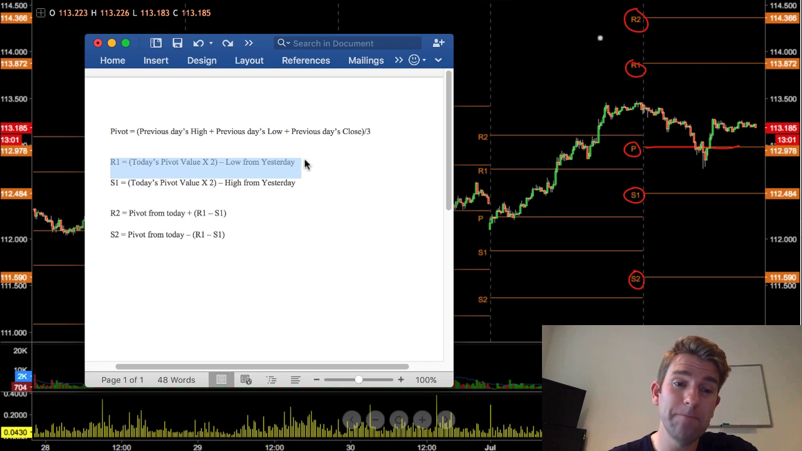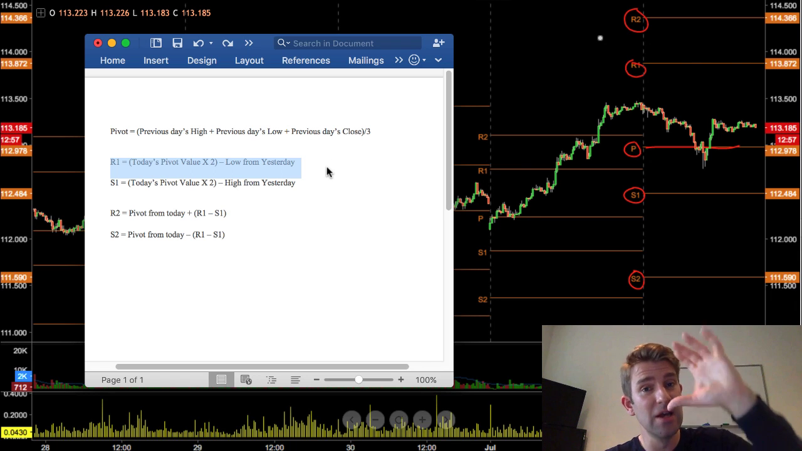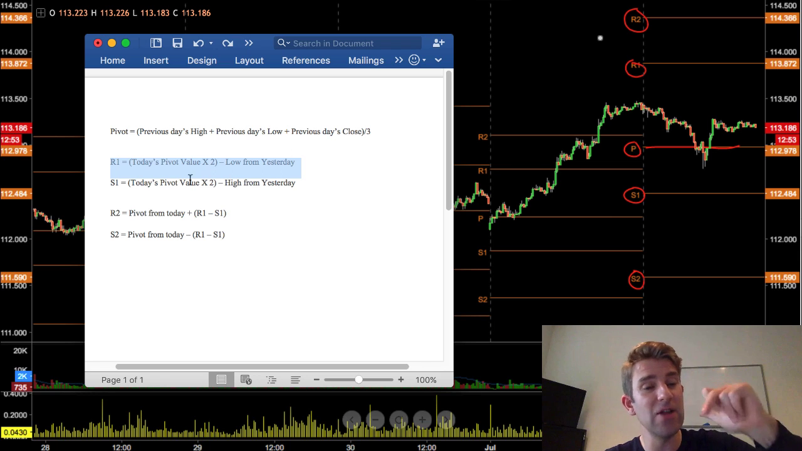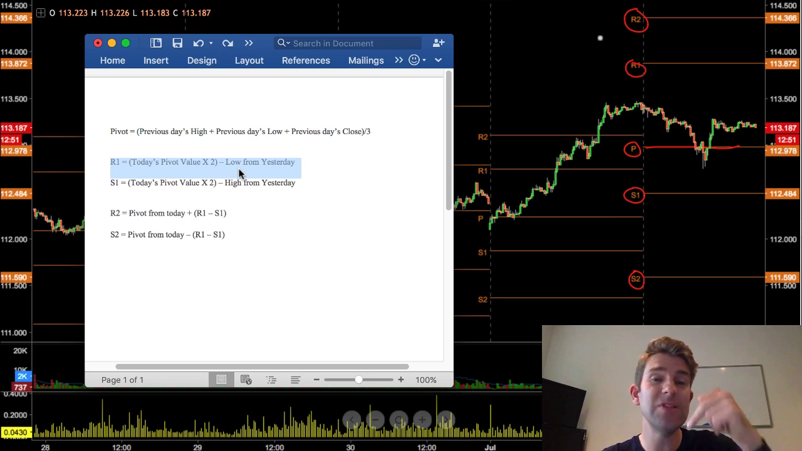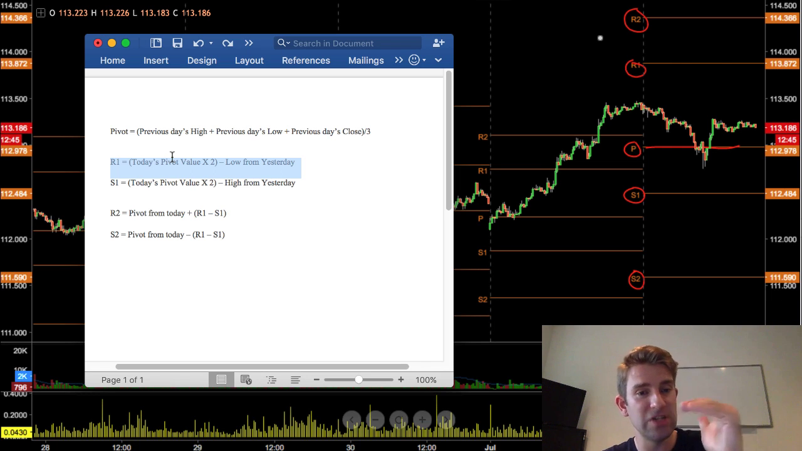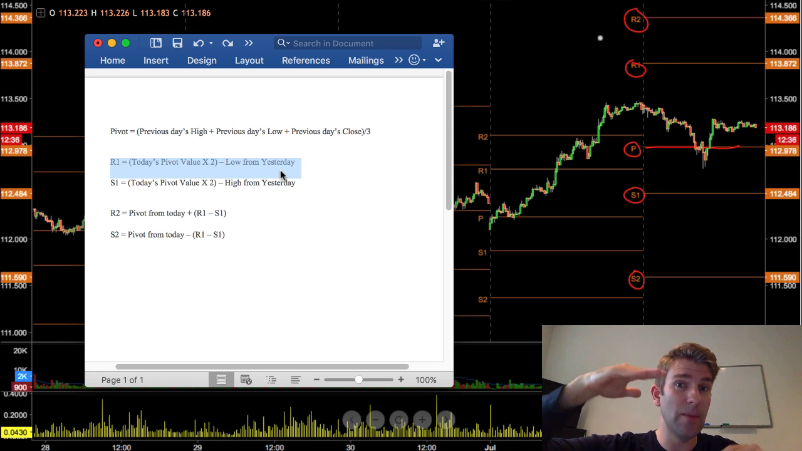So let's look at R1. R1 is resistance 1, and it's based on today's pivot value. We've already got that, and it's already been weighted for the range and the close, depending on where the close is within that range. To use that, we multiply it by 2, then take the low from yesterday, and that gives us R1, which is always above the price. It's the first level of supposed resistance, and that makes sense as well. The pivot's been calculated based on the close, so if it's been a trending day, it's going to be a little bit higher.